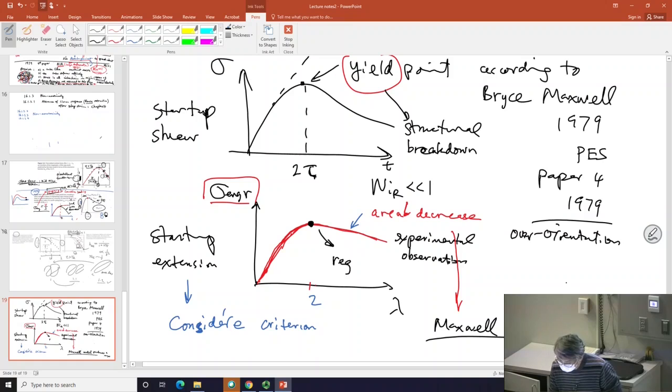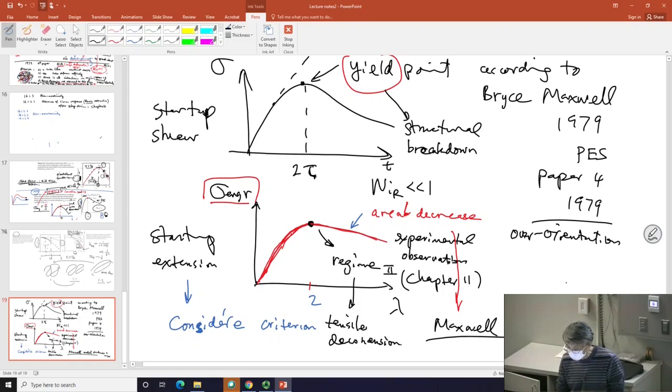This is a regime 2. If you still remember our discussion in chapter, if you don't remember, it's fine. We have the recording. Okay? It's in chapter 11. We talk about regime 2 failure. I made a name for it. I call it tensile decohesion. And this is a regime where the failure is quite sharp, quite localized, and it occurs without a lot of window.